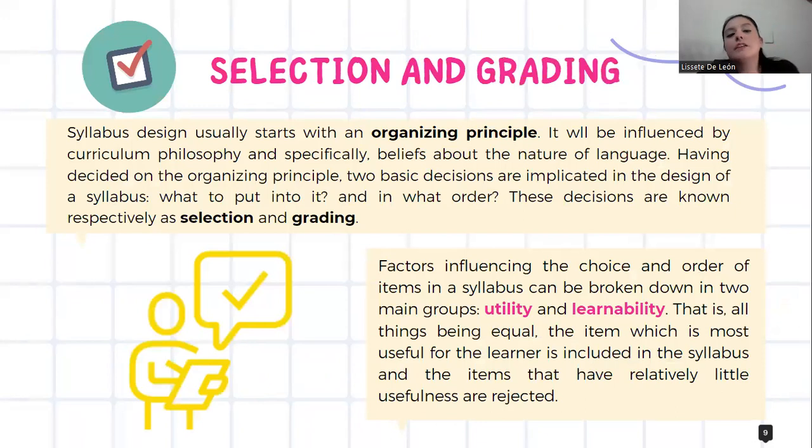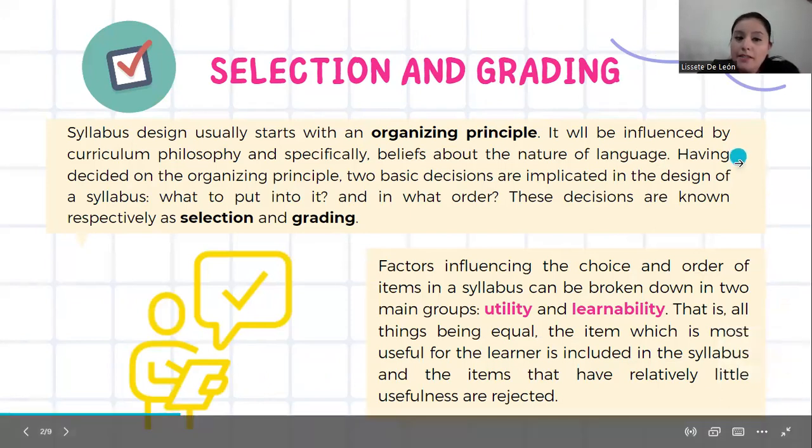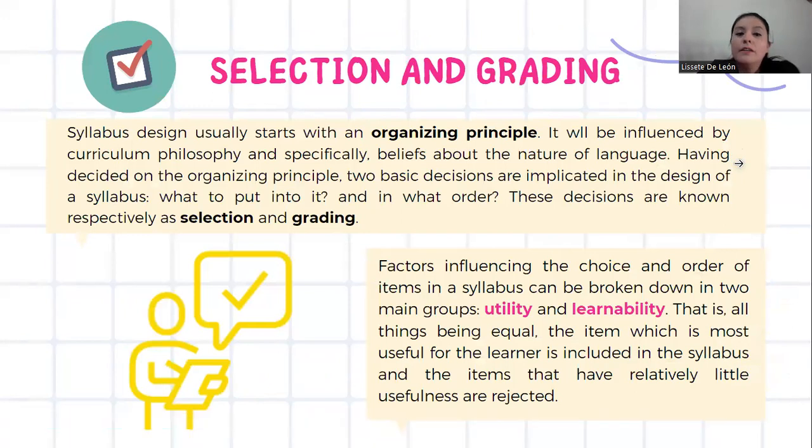I'm going to start talking about selection and grading. Syllabus design usually starts with an organizing principle. It will be influenced by a curriculum, philosophy, and specifically beliefs about the nature of language. Having decided on the organizing principle, two basic decisions are implicated in the design of a syllabus. For example, we have two main questions: what to put into it, and in what order. These decisions are known respectively as selection and grading.